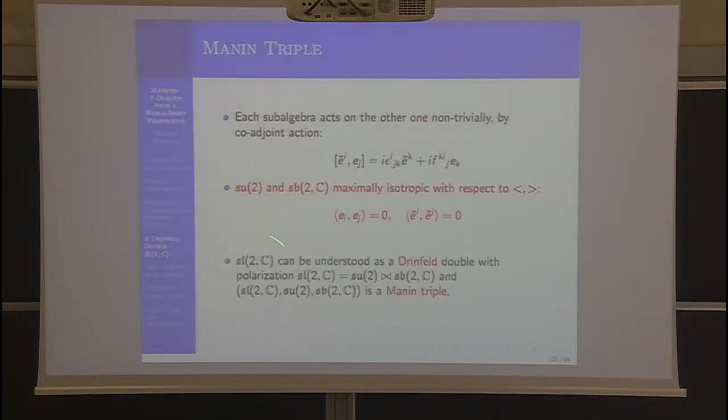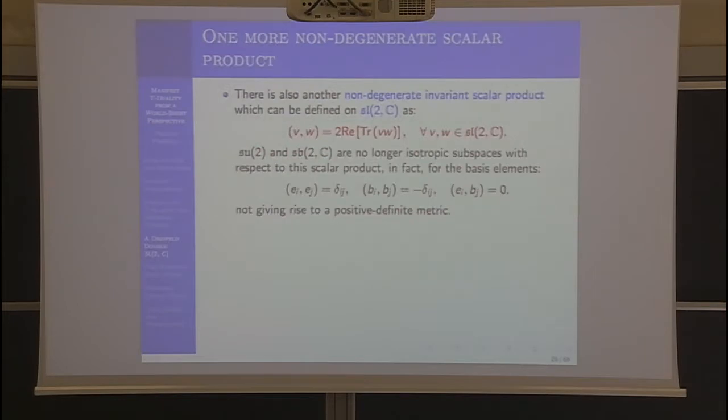And SL(2,C) can be understood as a Drinfeld double with the polarization given by this decomposition into SU(2) and the Borel subalgebra SB(2,C). So we can say that SL(2,C), SU(2) and SB(2,C) form a Manin triple. From the Drinfeld point of view, SU(2) and SB(2,C) are then dual groups. Now, the scalar product that I have so far introduced is not the only one. There is another non-degenerate invariant scalar product I can define on SL(2,C), and it's defined in this way.